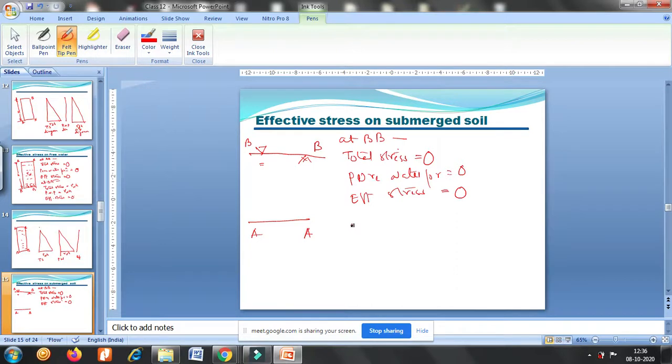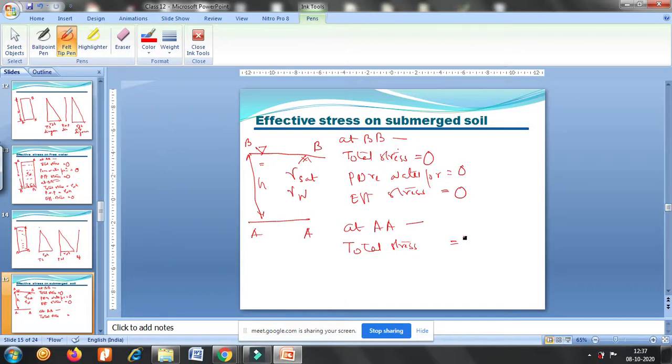Now at AA, what is the total stress? Now you tell me. The unit weight of the soil is gamma, and the unit weight of the water is gamma W, and this depth is H. So at AA, what is the total stress? It is gamma. No, it is gamma saturated, because the soil is underwater.